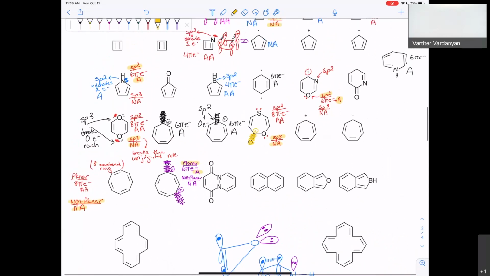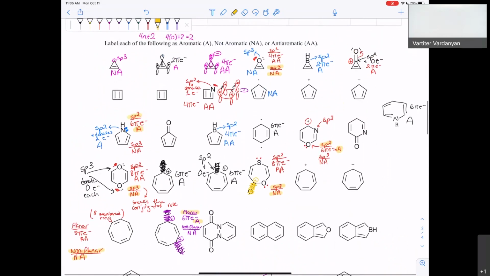All right, let me zoom out. Let's see if there's... All right, so any of the ones we didn't cover, is anyone like, I need to know how to do this one? Or are we okay with these guys?